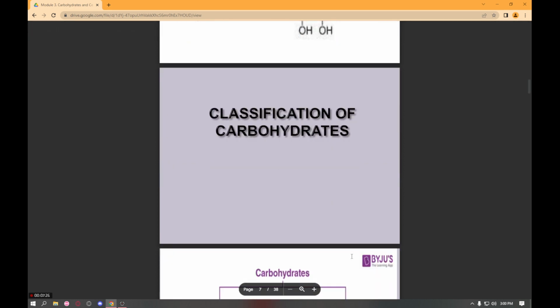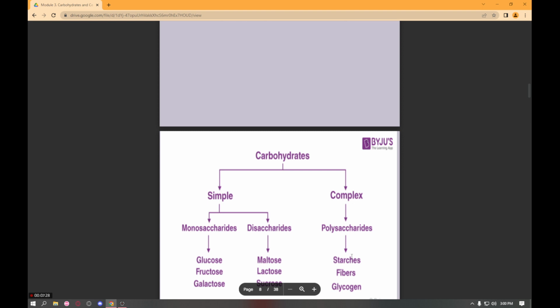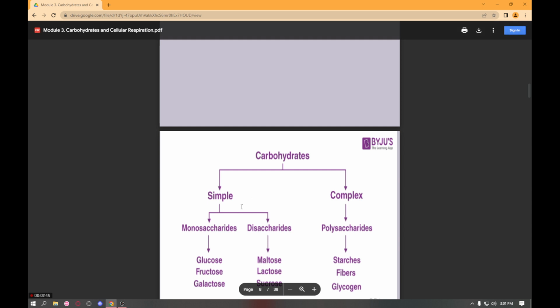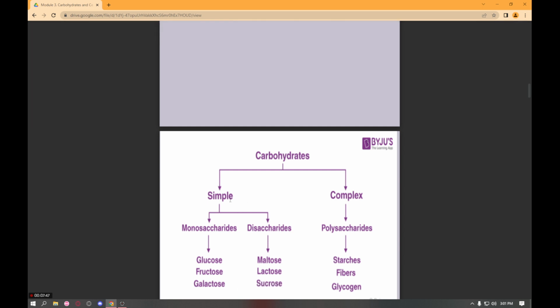So your carbohydrates are classified into two. I have mentioned this already before we ended our lesson two weeks ago. Your carbohydrates are divided into simple and complex carbohydrates. When you say simple carbohydrates, it is either monosaccharides or disaccharides. So they are easy to digest.